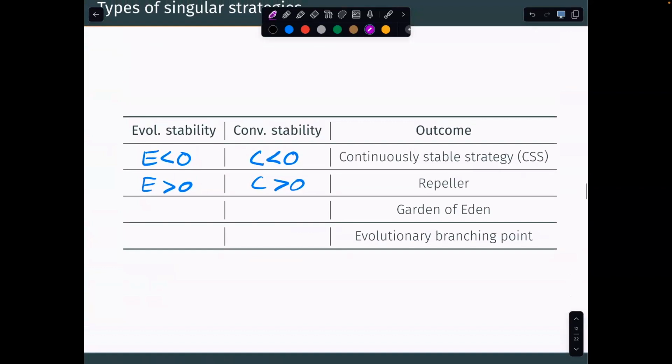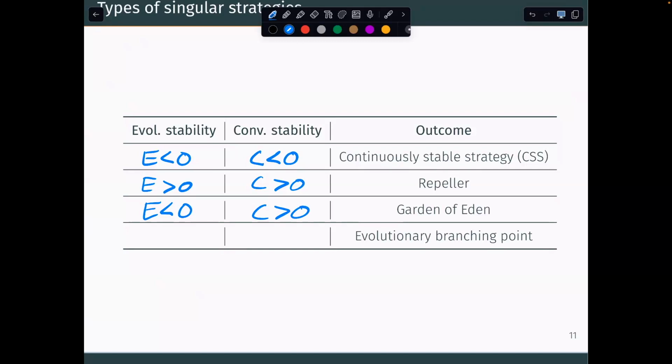Okay, Garden of Eden is where things start getting weird. This is something that is evolutionarily stable, E is less than 0, but is not convergent stable. This is a slightly weird scenario. It's evolutionarily stable, but not convergent stable.